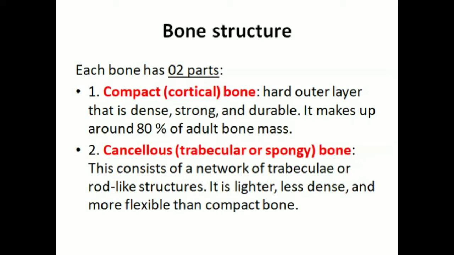The second part is cancellous, also called trabecular or spongy bone. This consists of a network of trabeculae or rod-like structures. It is lighter, less dense, and more flexible as compared to the compact bone.